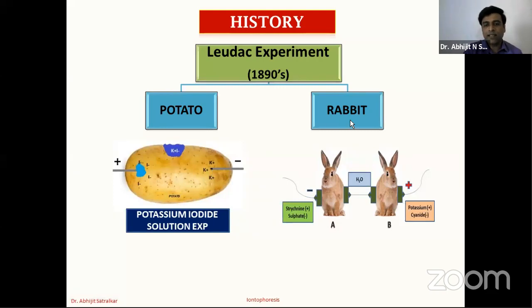After this, he did the experiment on rabbits, in which he took two rabbits and put them in a series of the electric current. Rabbit A received a strychnine sulfate solution while rabbit B received a potassium cyanide solution. Now we'll see the details about this experiment.